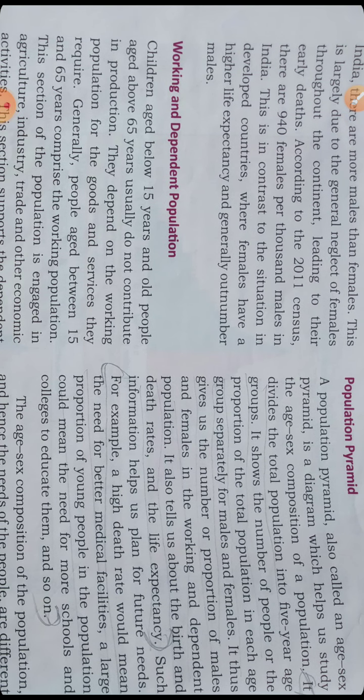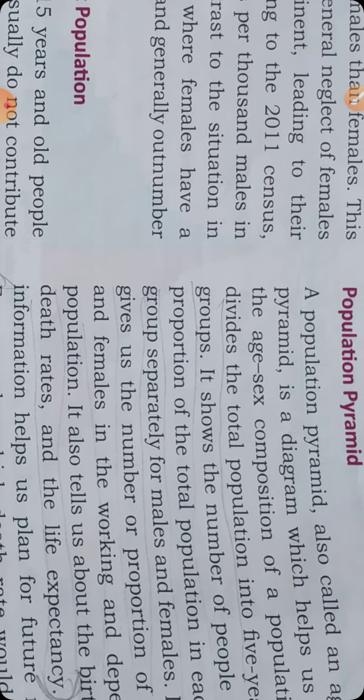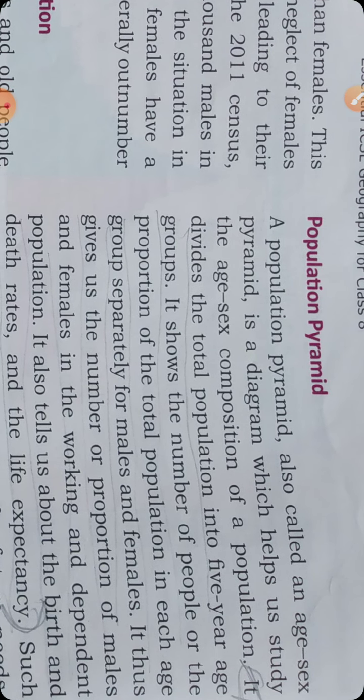That is your activity. Let us see the population pyramid that I have shown you on page number 17. Three pyramids I have shown you. So those were population pyramids. A population pyramid, also called an age-sex pyramid, is a diagram which helps in the study of age-sex composition of the population. It divides the total population into 5-year age groups.